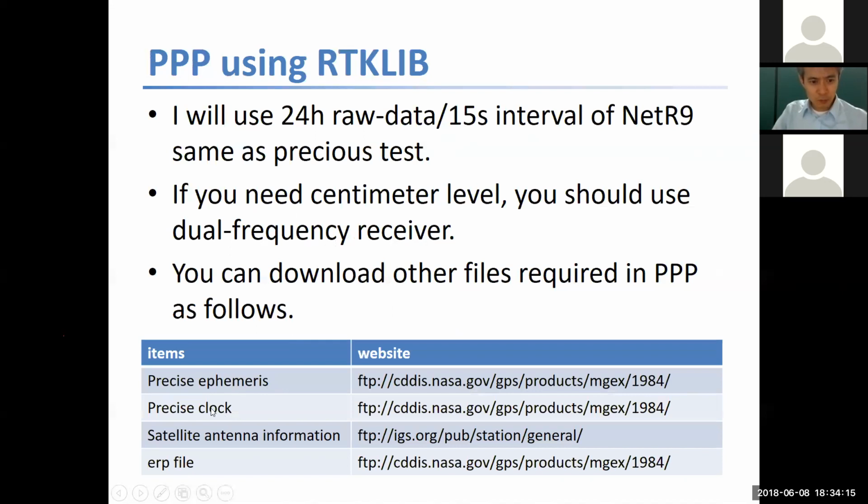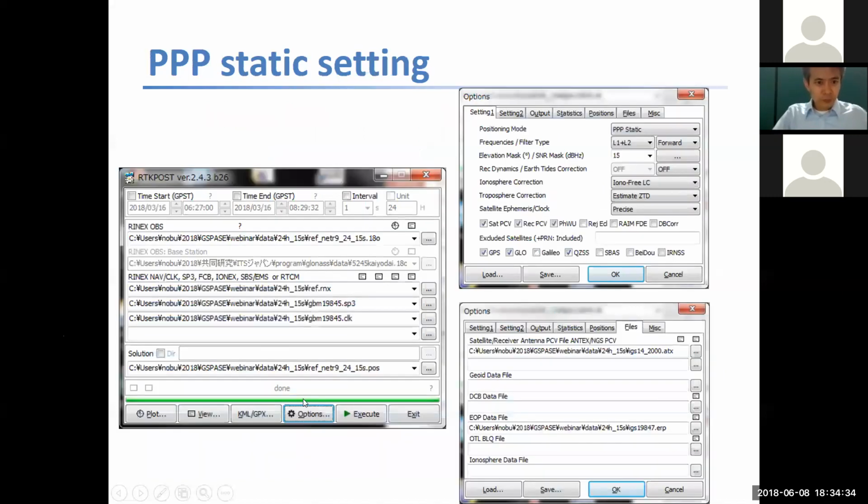Precise ephemeris, precise clock, DCB, antenna information for satellites, and the ERP file. Also, it's the same FTP site. So if you need additional files, please check by yourself. I actually use these 4 files. RTKPOST version 2.4.3, patch 26. And here, you already have the Nettro R9 observation data at our base station. And the navigation data is required, the ephemeris data, and the precise ephemeris and the precise clock.